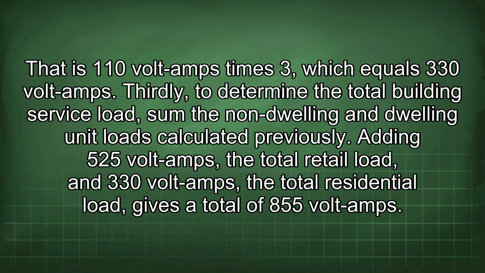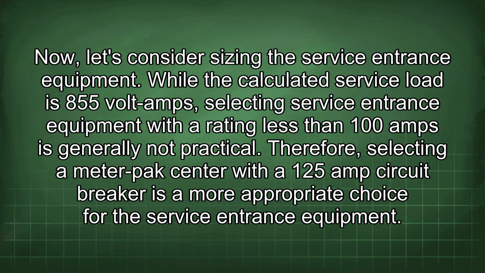Thirdly, to determine the total building service load, sum the non-dwelling and dwelling unit loads calculated previously. Adding 525 volt amps, the total retail load, and 330 volt amps, the total residential load, gives a total of 855 volt amps. Now let's consider sizing the service entrance equipment.